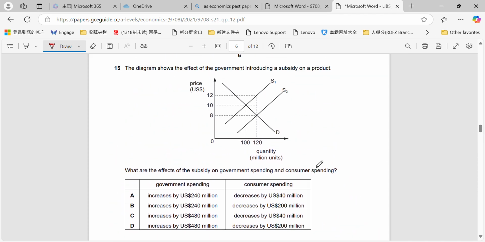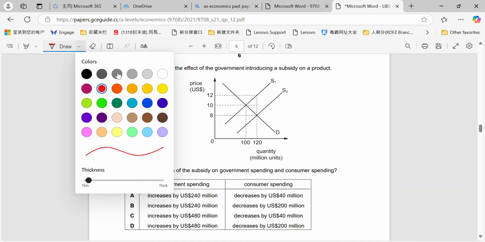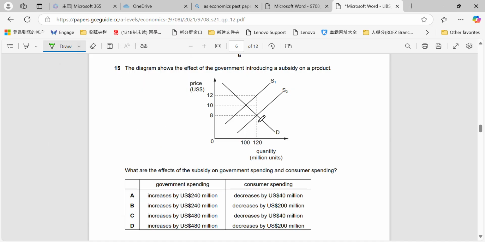Question 15. The diagram shows the effect of a government introducing a subsidy. What are the effects of the subsidy on government spending and consumer spending? Okay, so first of all, the government spending is the amount of the subsidy that is generated. The amount of the subsidy that is generated is calculated by taking the new supply up, okay, and then we just take it across.